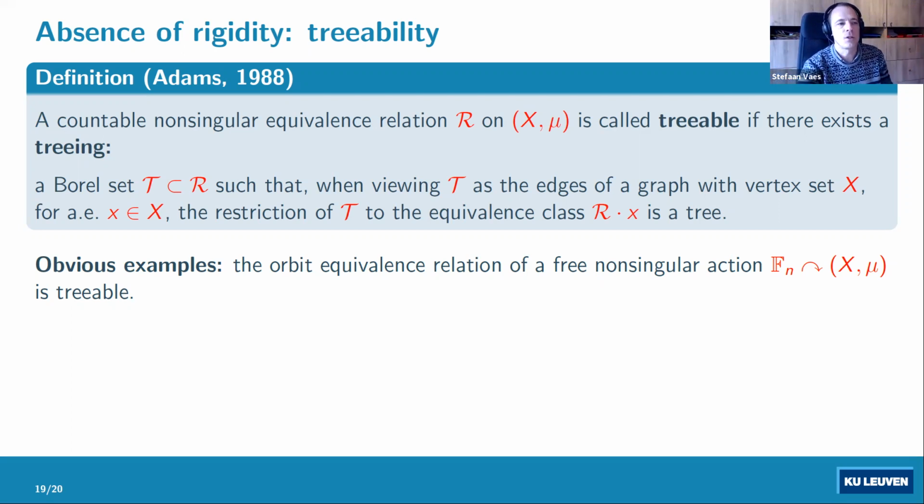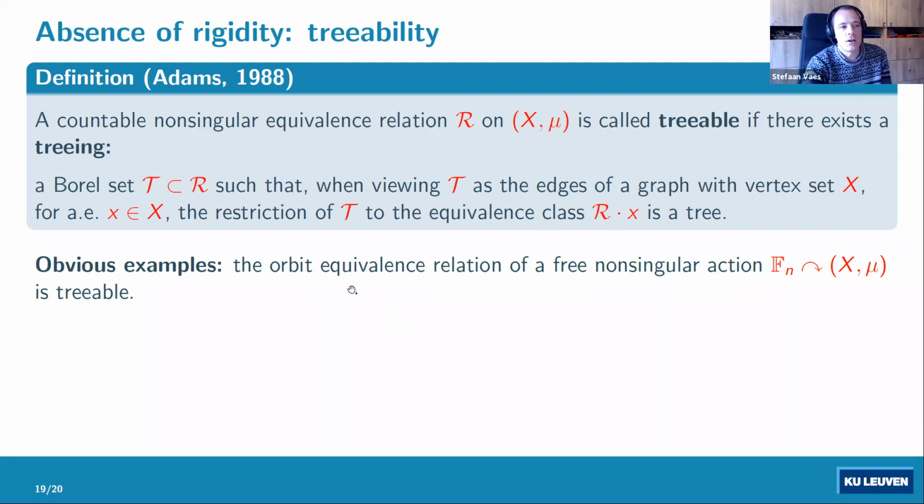Now, that you can express on the level of the equivalence relation. You say that an equivalence relation is treeable if you can choose a Borel subset, T, in the relation, so that T is now also a subset of X times X. So really formally, I can view this as edges of a graph with vertex set X. And what I require is that this equips me, in this Borel way, with giving every orbit of the relation, every equivalence class of the relation, the structure of a connected tree. Now, this is the obvious example.